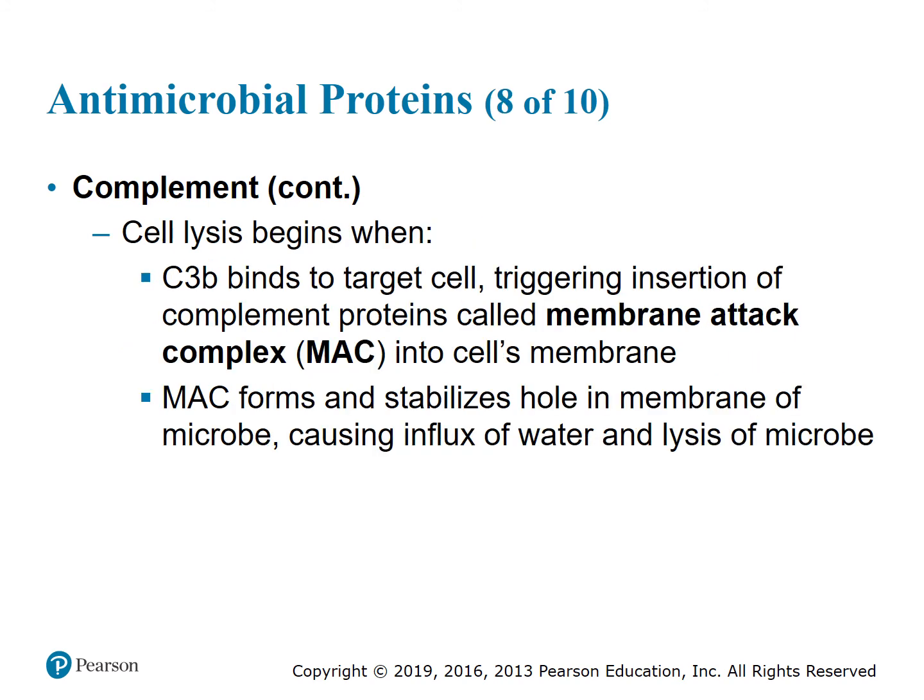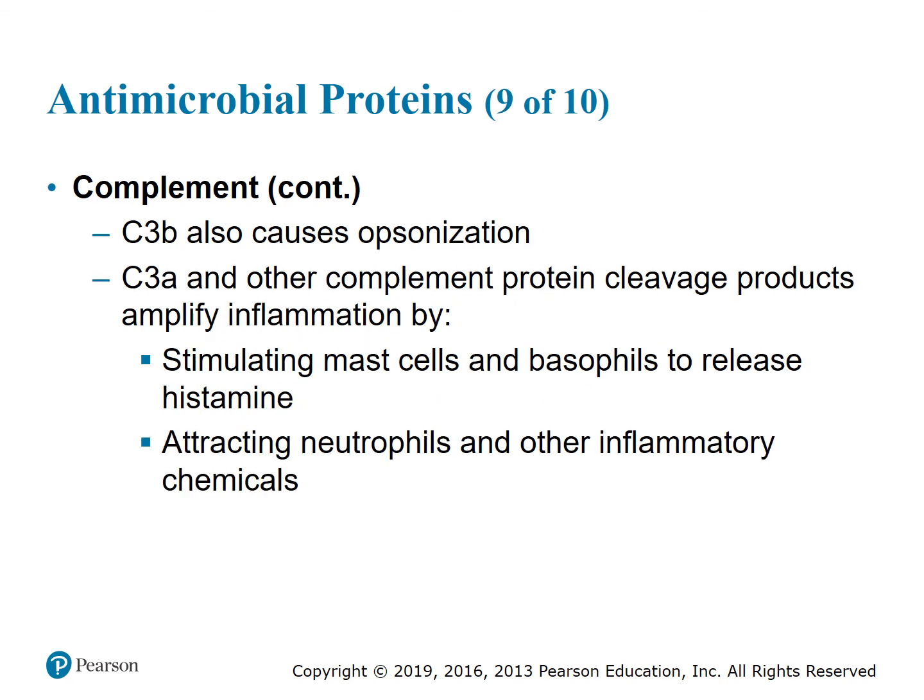Cell lysis begins when C3b binds to the target cell, triggering insertion of complement proteins called membrane attack complex into the cell's membrane. The membrane attack complex forms and stabilizes a hole in the membrane of the microbe, causing an influx of water and lysis of the microbe. C3b also causes opsonization. C3a and other complement protein cleavage products amplify inflammation by stimulating mast cells and basophils to release histamine, attracting neutrophils and other inflammatory cells.